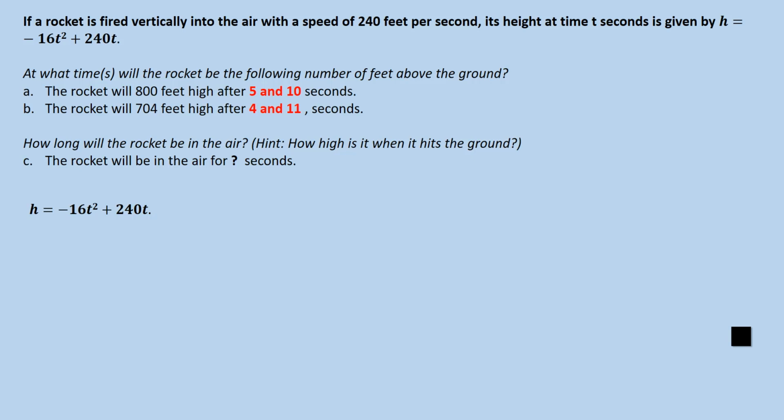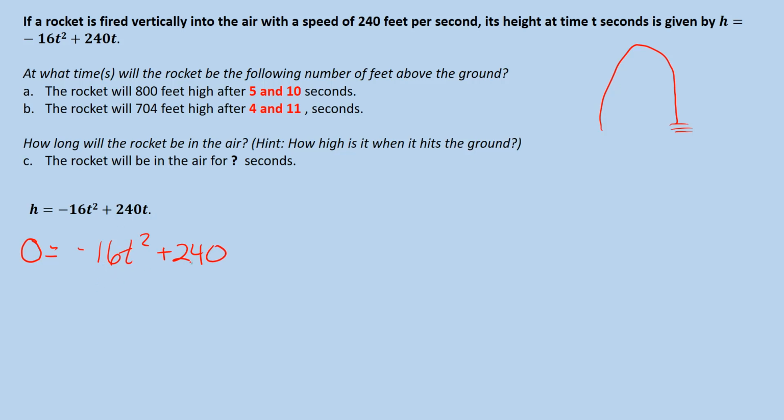Now let's work on part C. How long will the rocket be in the air? Hint, how high is it when it hits the ground? Because remember, the rocket is going to go up and come back down. So it'll be in the air until it hits the ground over here. So clearly, the height on the ground is 0. So we have 0 equals negative 16t squared plus 240t.